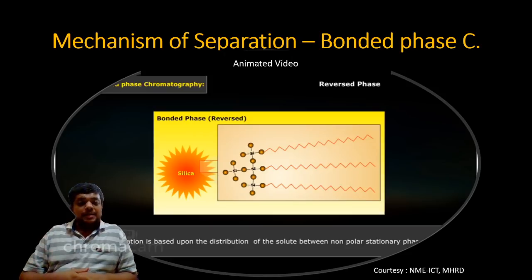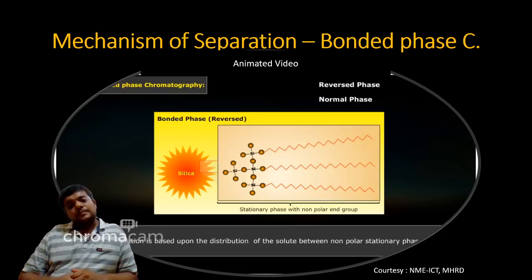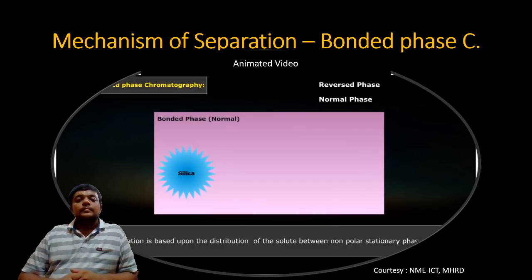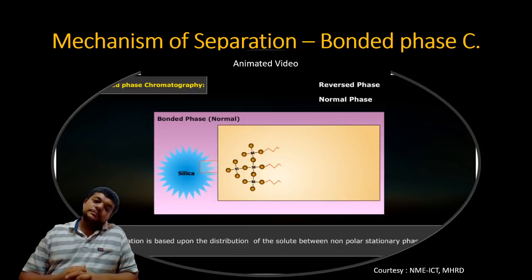First, we will see the animated video and then we will move further. Reversed phase chromatography and normal phase chromatography. In reversed phase chromatography, the separation is based upon the distribution of the solute between non-polar stationary phase, which is attached to silica, and polar mobile phase. In normal phase chromatography, the solute is distributed between the polar stationary phase and non-polar mobile phase.